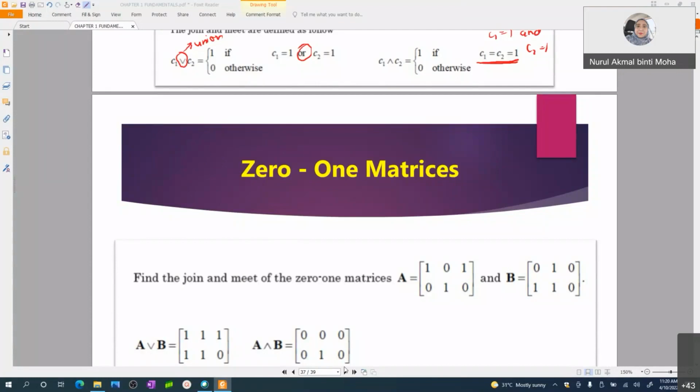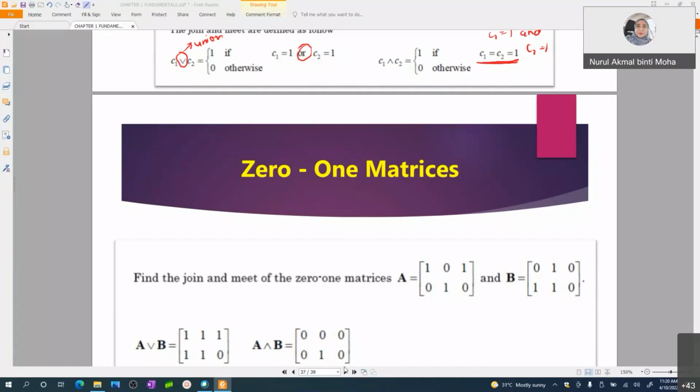Okay, let's go to the Boolean products. Boolean products will use the combination of meet and join. This is join and this is meet. You have to use this formula. The formula is given by this.